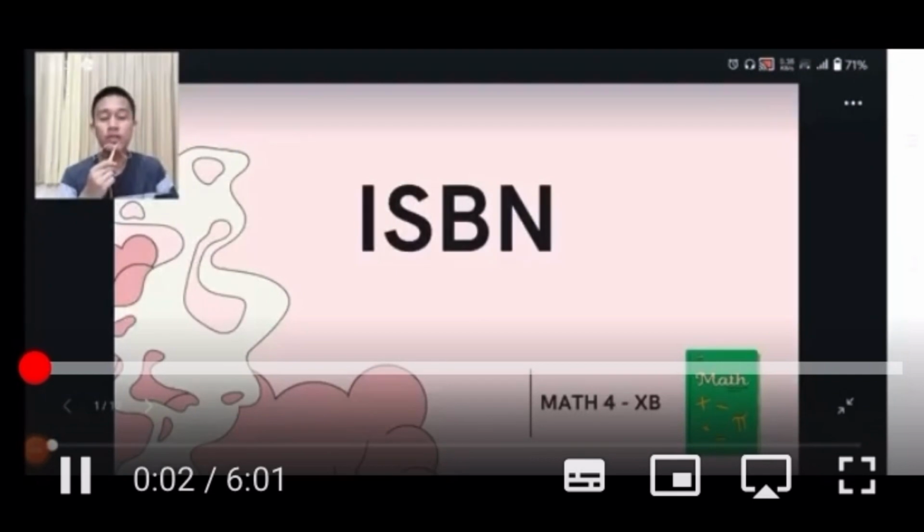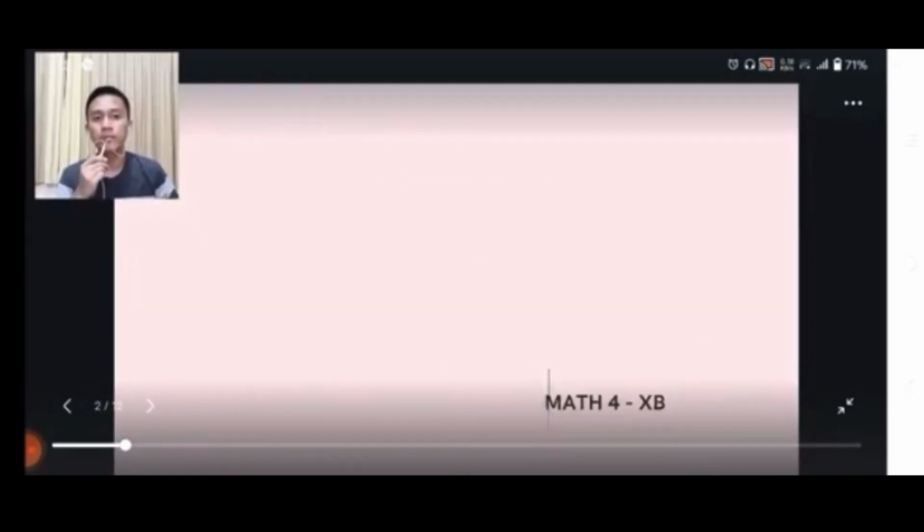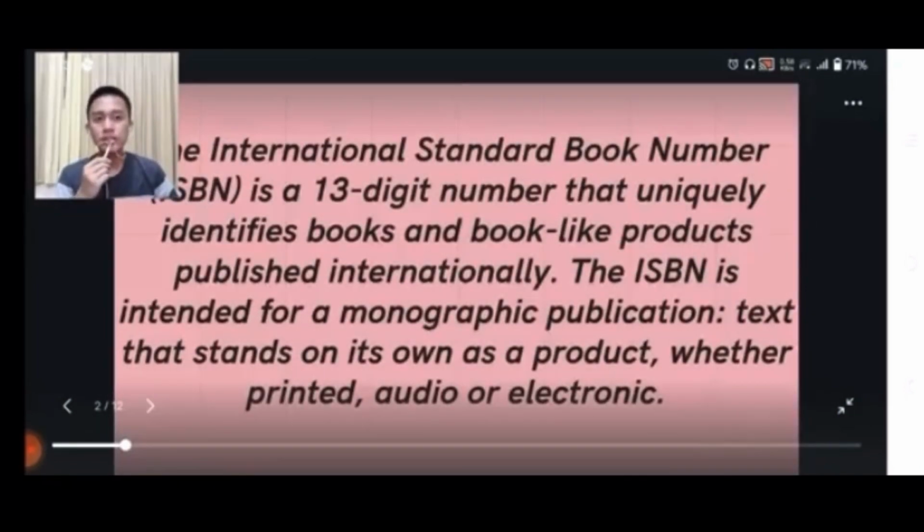Good day, everyone. At this juncture, I will be discussing with you the ISBN or International Standard Book Number. The International Standard Book Number, or ISBN, is a 13-digit number that uniquely identifies books and book-like products published internationally. The ISBN is intended for a monographic publication, text that stands on its own as a product, whether printed, audio, or electronic.